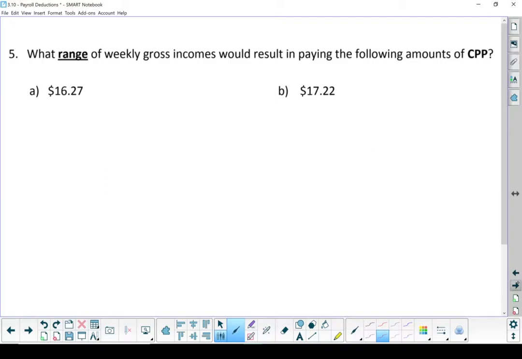All right, looking at question 5. What range of weekly gross incomes would result in paying the following amounts of Canada Pension Plan? So this first one, $16.27. Now for these questions, I want you to be careful. Make sure you're going to the right table. We want to go to the CPP table this time. This is also the amount that's being deducted. So how much did the person make?